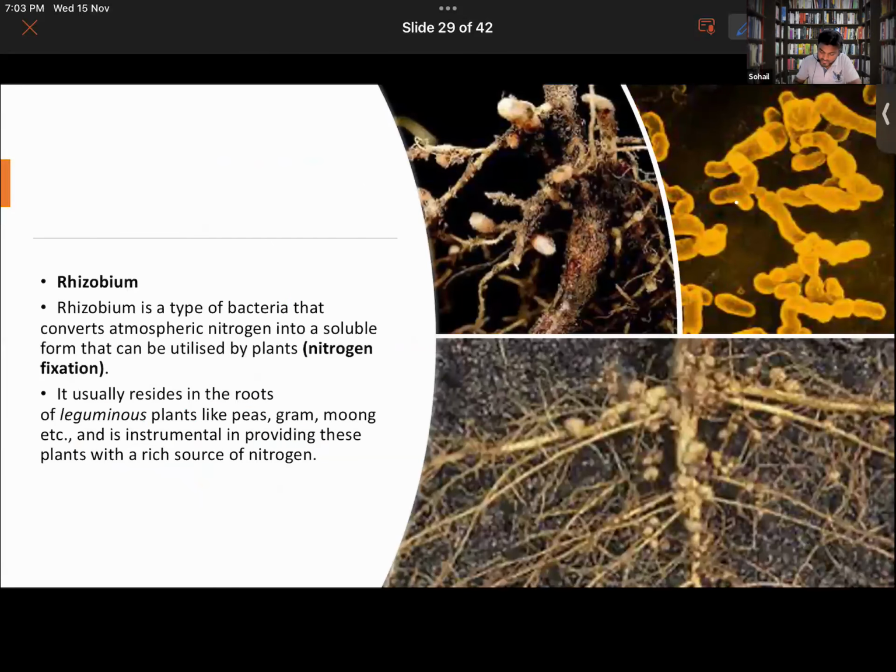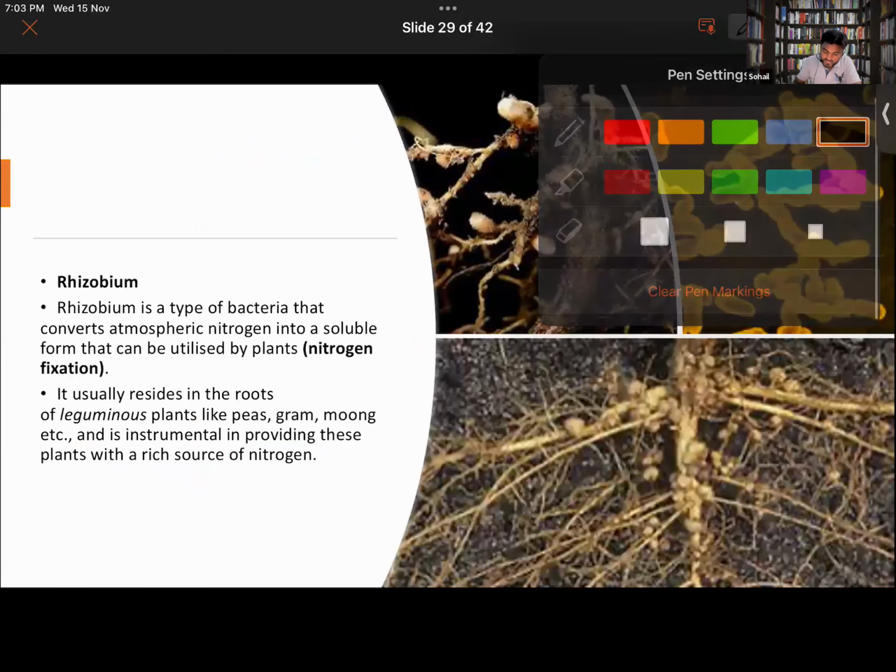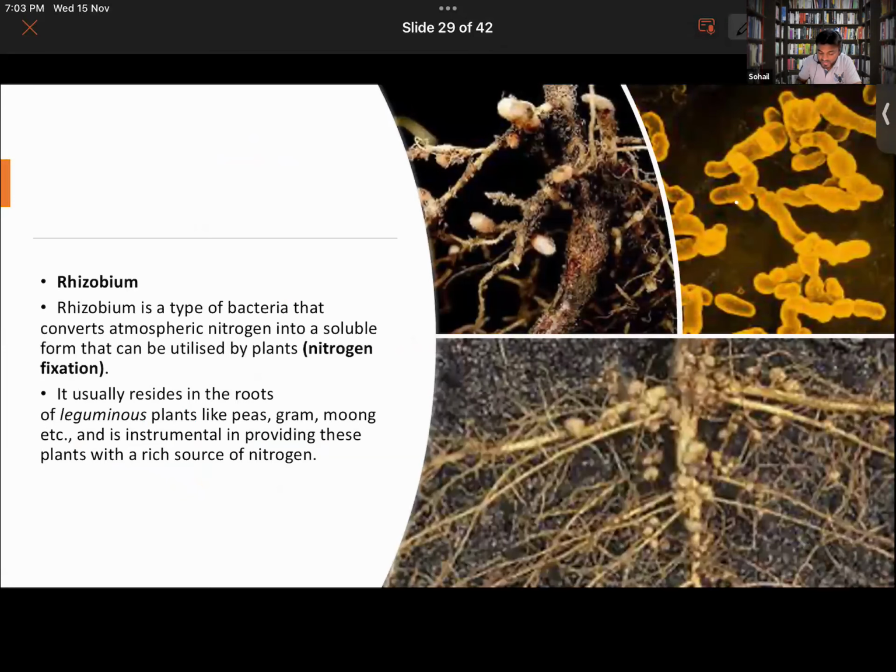So the roots which you are seeing over here, as you mentioned earlier, have bulb-like structures present on their roots, and they are called nodules. Okay, and inside the nodule lives this rhizobium bacteria. This is also an example of a symbiotic relationship, like the rhizobium is helping to fix the atmospheric nitrogen into the usable form while it is getting shelter from the plants, right?